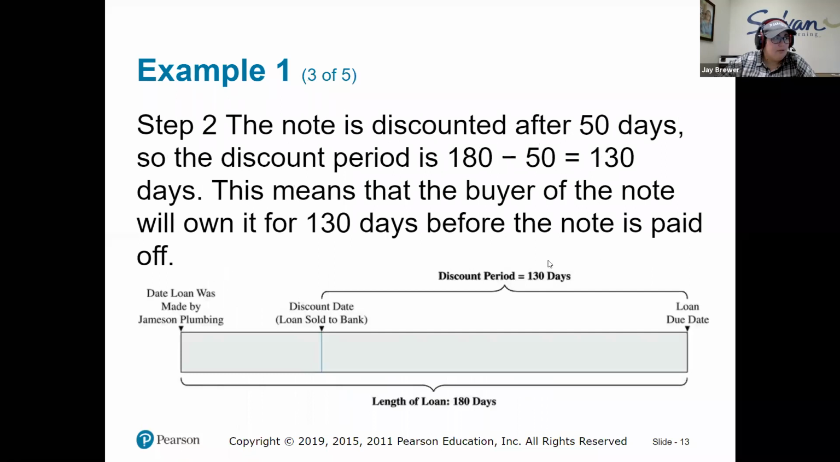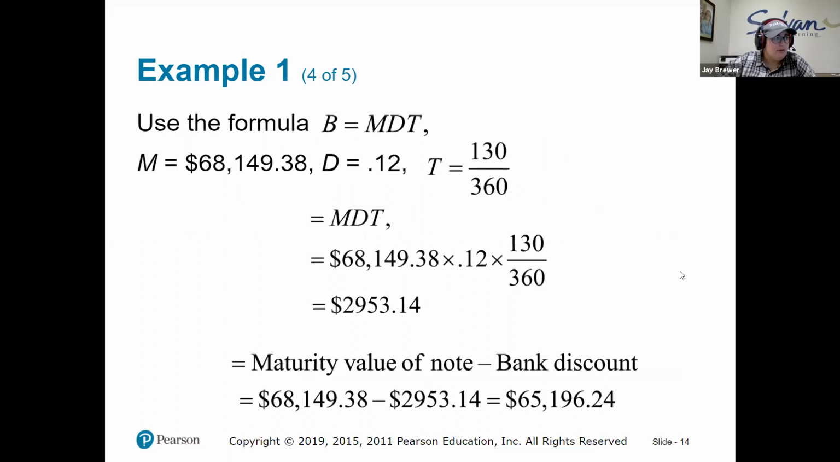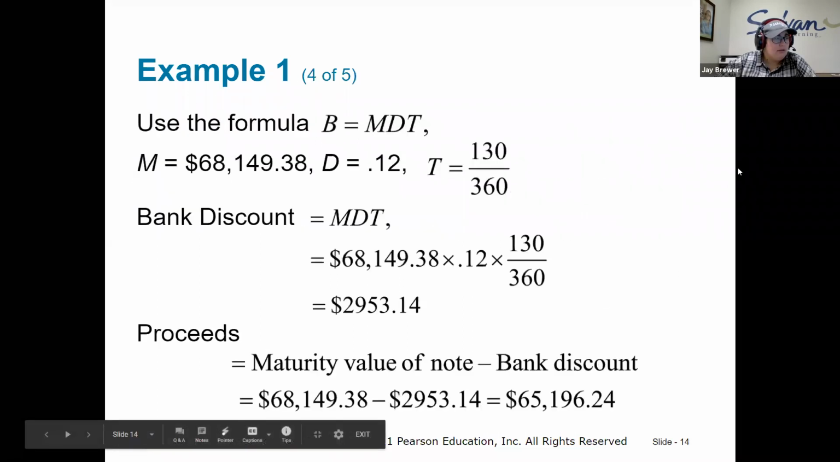All right. Step 2, the note is discounted after 50 days. So the discount period is 180 minus 50, which is 130. This means that the buyer of the note will own it for 130 days before the note is paid off. Again, that really didn't help me. The diagram, I didn't need it, but if you guys need it, that's fine.